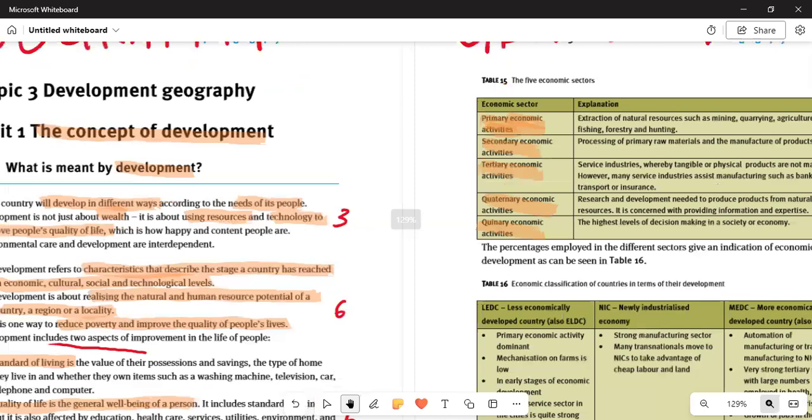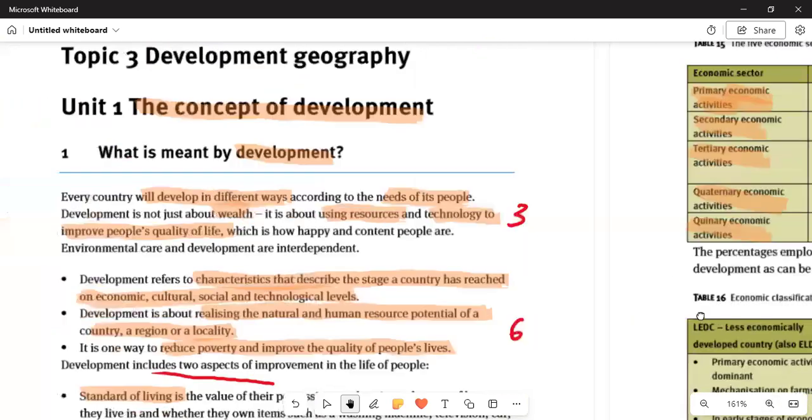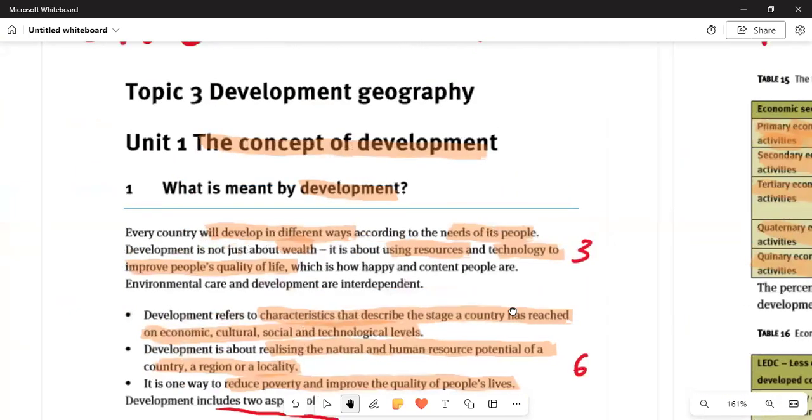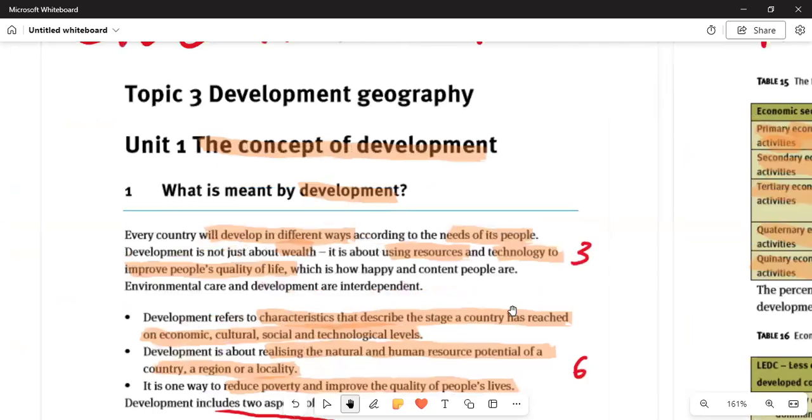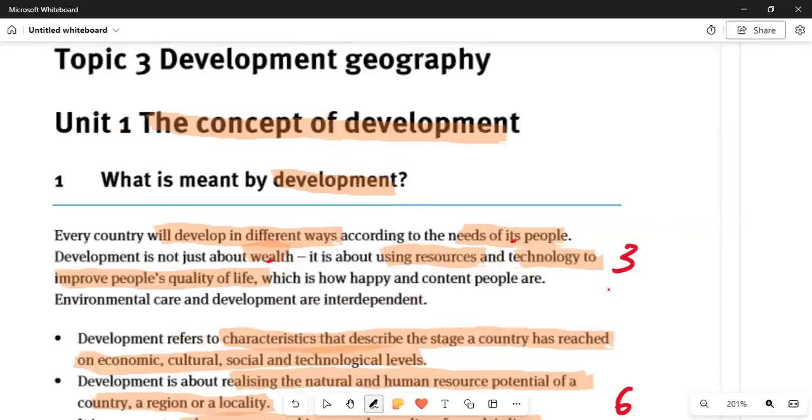Remember that when we're talking about development geography, we explained it in our previous video, and you must have a full concept and overview of development, which will be vital in the third term. What is meant by the term development? It is not only about the money that a country has, but it also has some other aspects pertaining to this. We must understand and improve the quality of the people's lives.